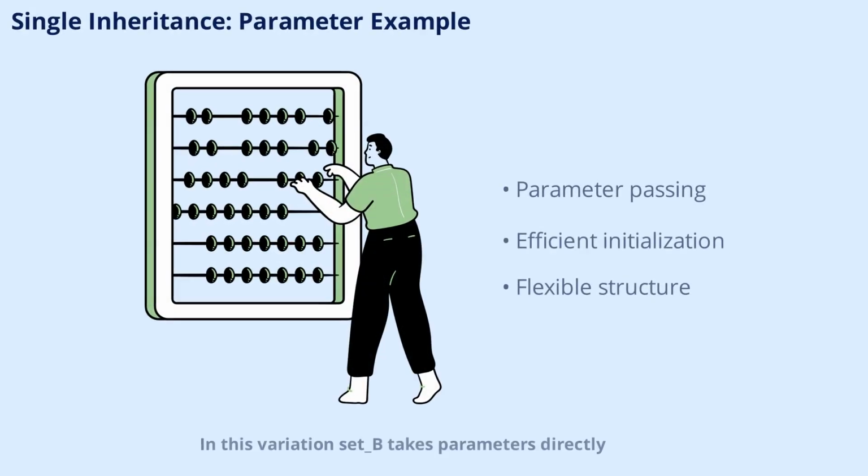In this variation, setB takes parameters directly, allowing you to set values for both A and B in one call. The derived class B still uses the base class's methods and properties, showing the flexibility and power of inheritance in organizing your code and reducing redundancy.